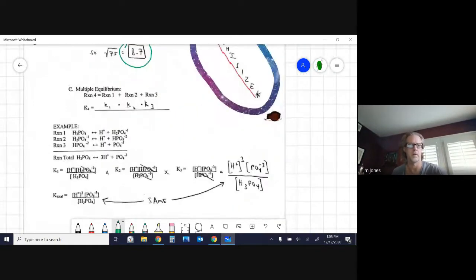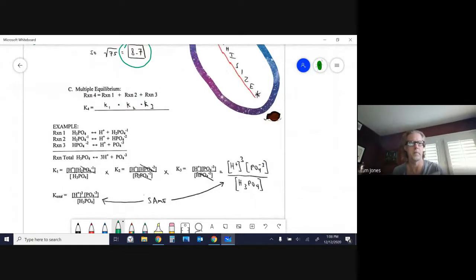Now here, I want to talk about what if you have multiple reactions involved. Again, with Hess law, you would just add the reactions and you would add the delta H's. Here, things are more extreme. Let's say we take 3 reactions, 1, 2, and 3, and we add them together to get something called reaction 4. You don't add the K's, you multiply the K's. So K1 times K2 times K3 would equal K4.